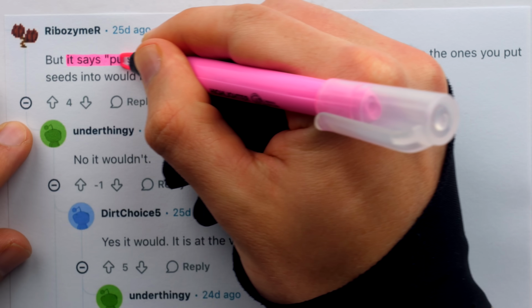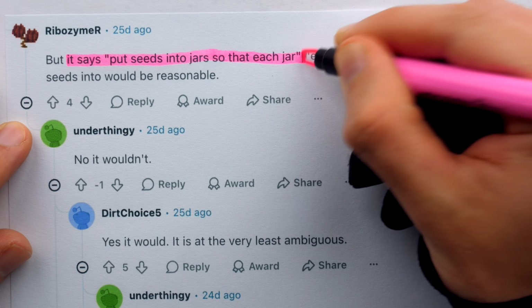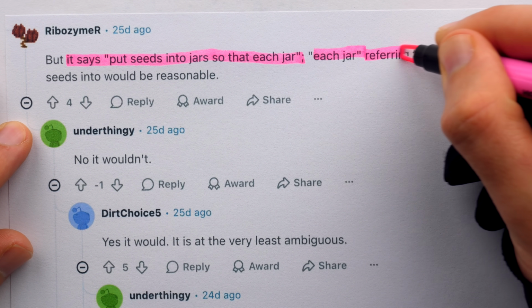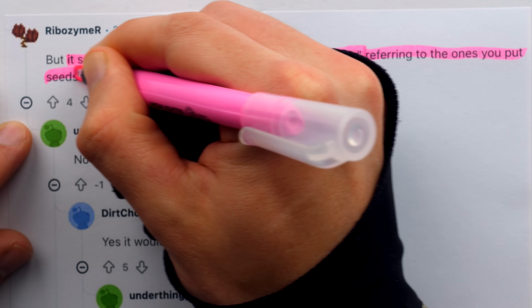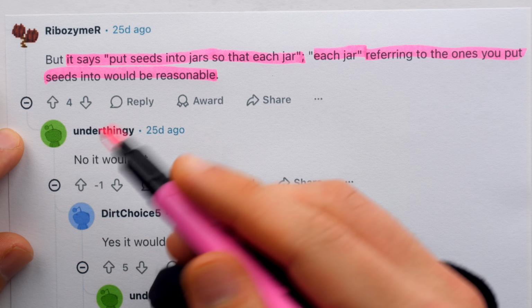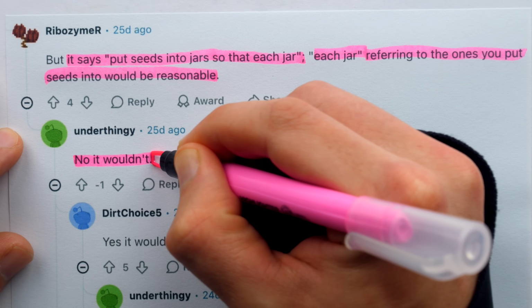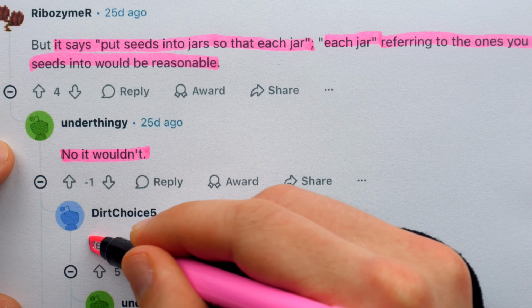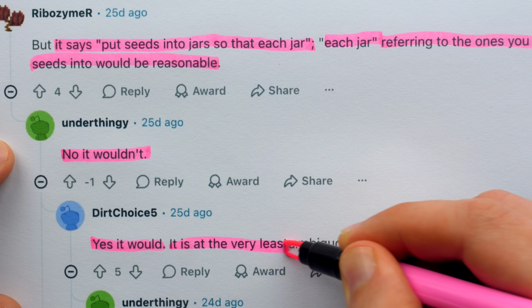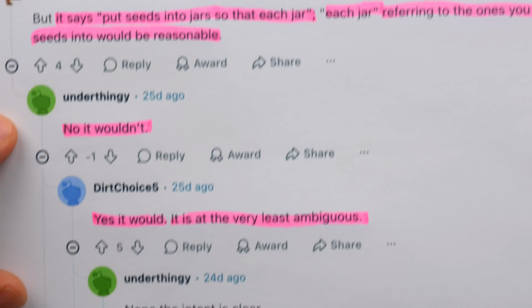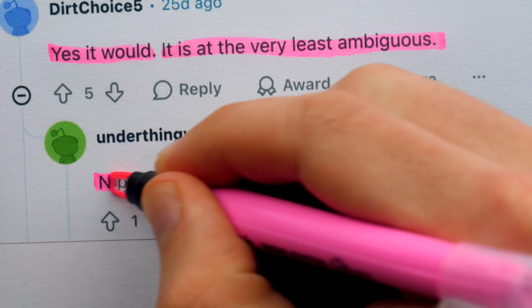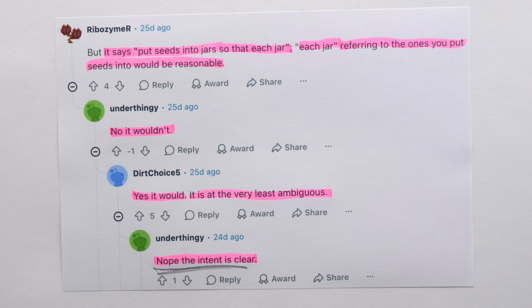Just one more here. Ribozymer says, it says put seeds into jars so that each jar, referring to the ones you put seeds into, would be reasonable. But Underthingy counters. No, it wouldn't. Dirt Choice 5 parries. Yes, it would. It is at the very least ambiguous. Then Underthingy uses a finisher. Nope, the intent is clear. This is such a silly argument.